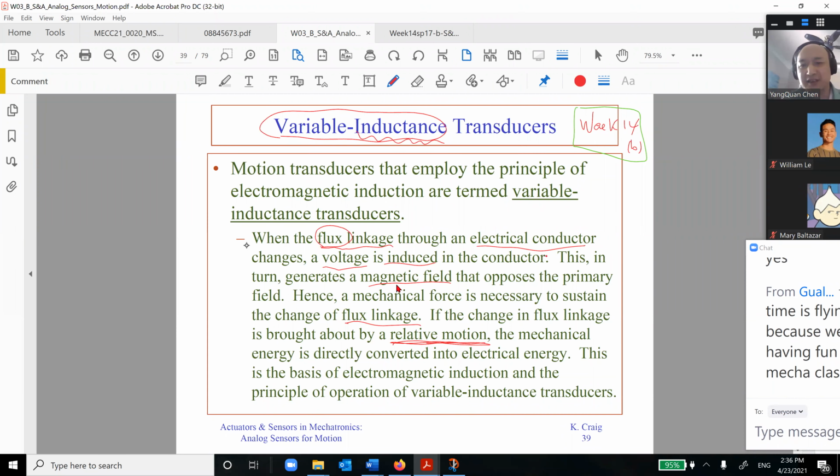You have learned this in high school, I believe. So a mechanical force is necessary to sustain the change in the flux linkage. If you have a relative motion causing a change in the flux linkage, that mechanical energy can be converted into electrical energy. So that's all the basics of electromagnetic induction, and the principle of operation of variable inductance transducers.